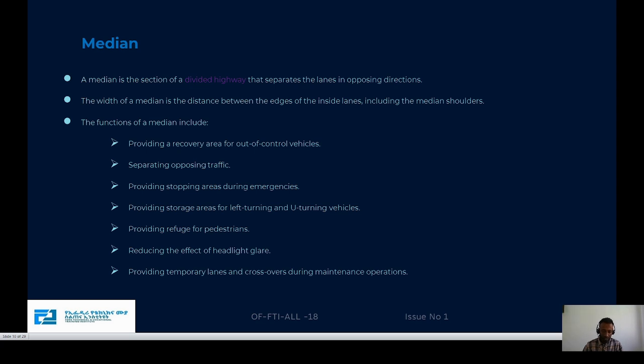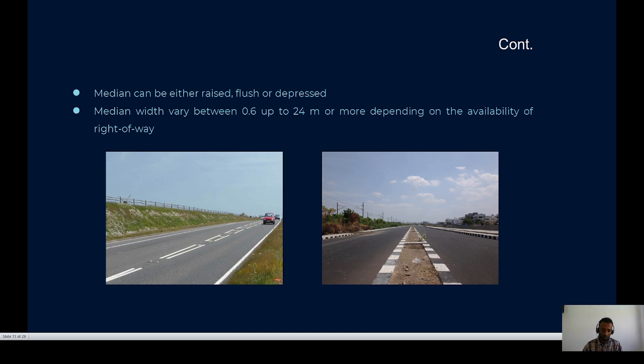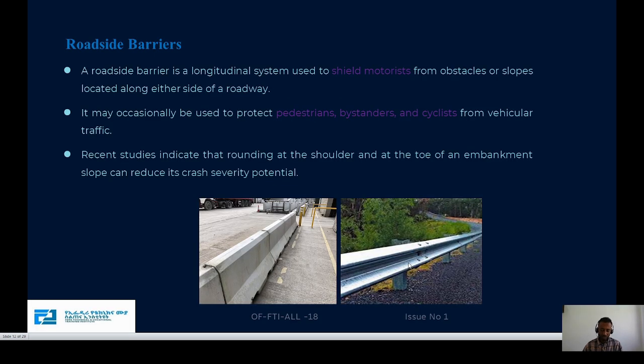Provide temporary lanes for maintenance operation will be also used. Median can be either raised like this, flashing, and also depressed, also will be different types of medians. Medians have a wide range of widths from 0.6 up to 24 meters, depending upon the availability of the right of way. So it is by painting, flashing, also by raising curbstones, and also roadside barriers.